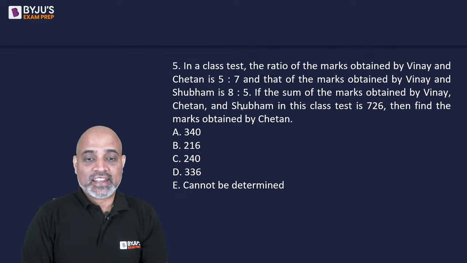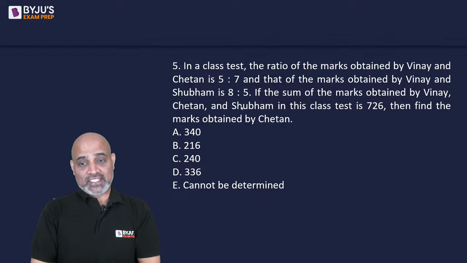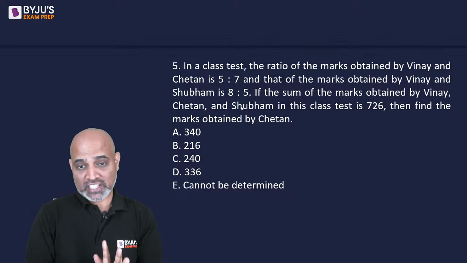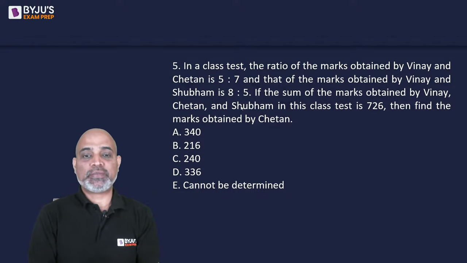Okay. Next one. In a class test, the ratio of the marks obtained by Vinay and Chetan is 5:7 and the marks obtained by Vinay and Shubham is 8:5. If the sum of the marks obtained by all three of them is 726, then find the marks obtained by Chetan. Right? So, how quick can we with this?